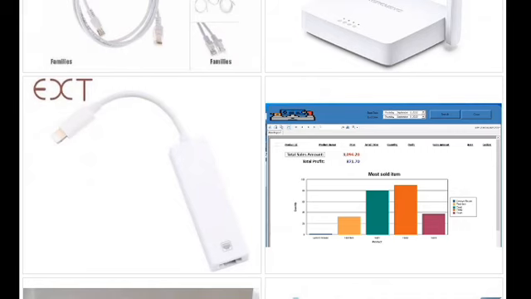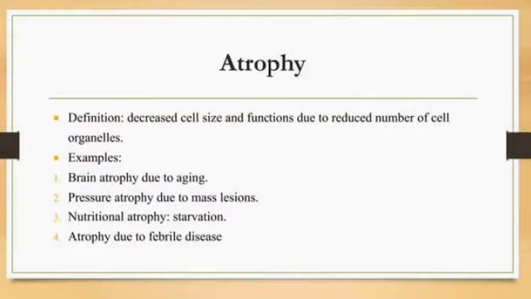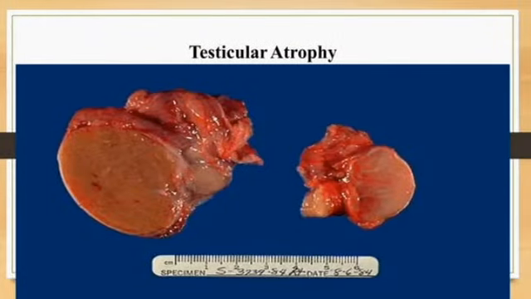Atrophy: decreased cell size and function due to the reduced number of cell organelles. For example, brain atrophy due to aging, pressure atrophy due to mass lesions, nutritional atrophy due to starvation, and atrophy due to febrile disease. Testicular atrophy.